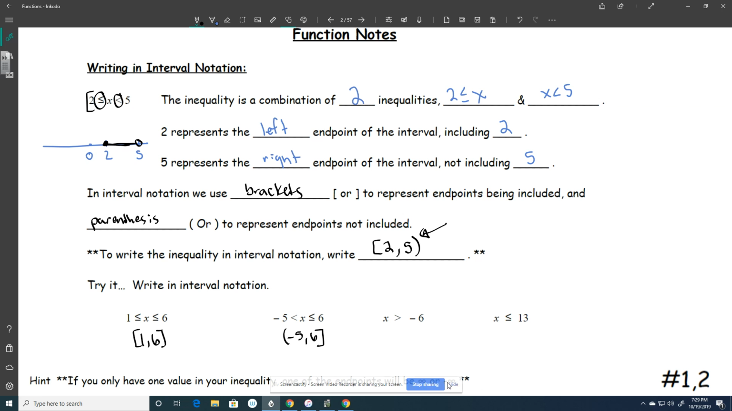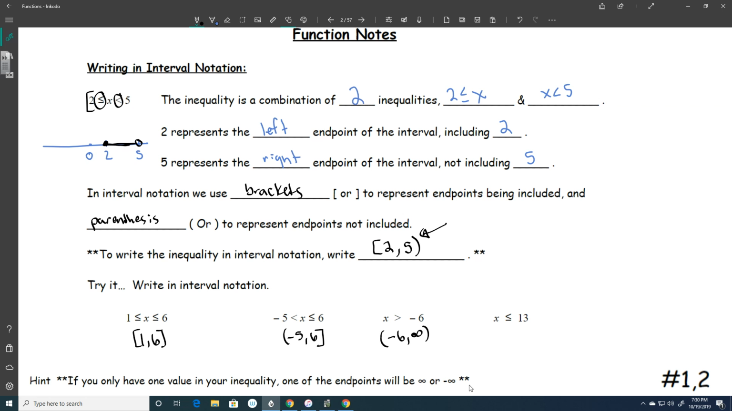And there's a little note down here at the bottom that says if you only have one value, one of your endpoints is going to be infinity or -infinity. So if x is greater than -6, that means x is going to go from -6 up to infinity. There's no endpoint at the top. And we always use a parenthesis with infinity. And then on the left-hand side, because this doesn't have an equal sign, I'm going to also use a parenthesis.